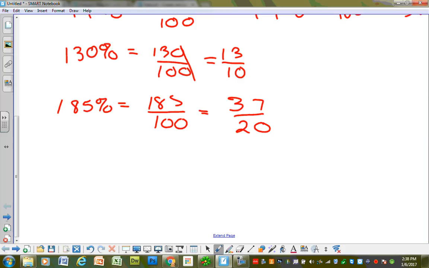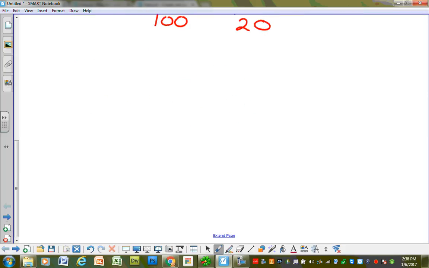Even though we kind of kicked it up a notch, now we're really going to kick it up a notch, because now we're going to have some percents that have some decimals in them. So, if you haven't been writing anything down yet, this is definitely one that you will want to put in your notes. So, let's write 15.5%.